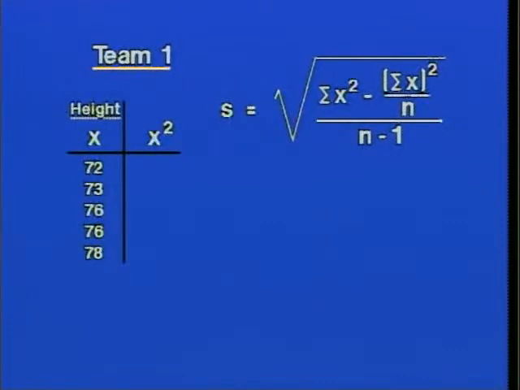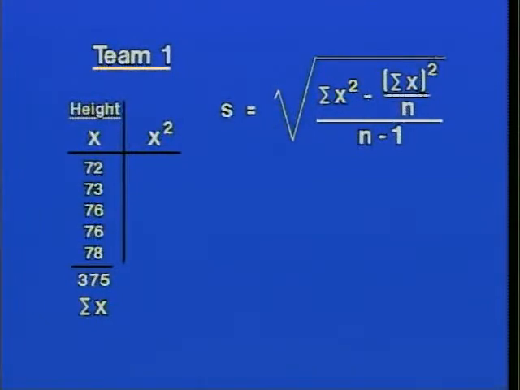Now, we're starting out with the heights of the members of Team 1, and notice that I have created a column for x squared. Well, before we go over to that column, we would want to add the heights in our first column. So we add the x's, and we get 375 as we did before. Now, that is the summation of x. That's the sigma x, or the sum of x values that appears in the formula at the right.